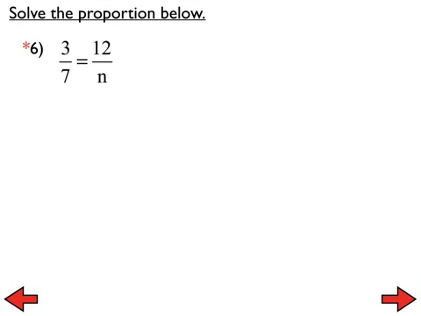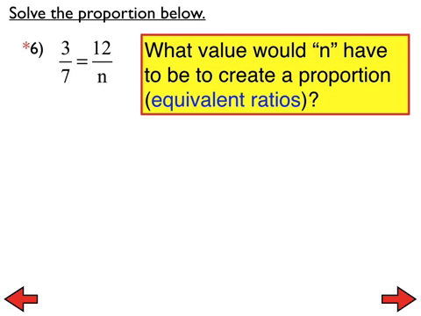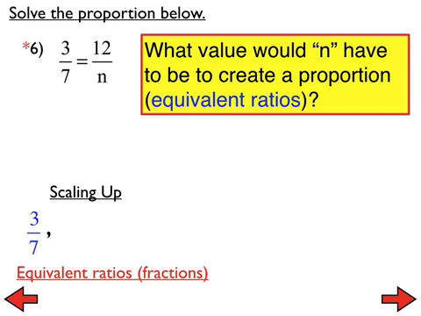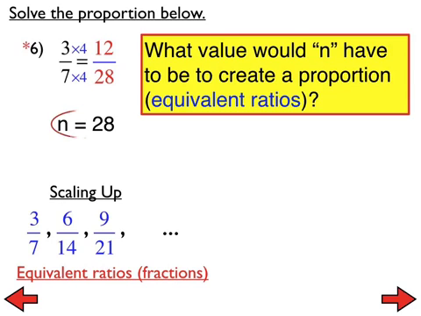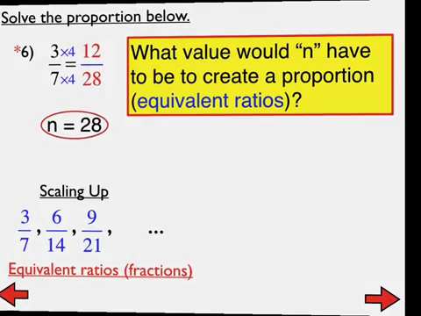You can scale up or you can multiply. So here is the scaling up method. Start with 3/7 and scale up until the top number is a 12. So what does n equal? 28. Or you can see that 3 times 4 is 12, so 7 times 4 gives me my 28. Go ahead and do number 7.